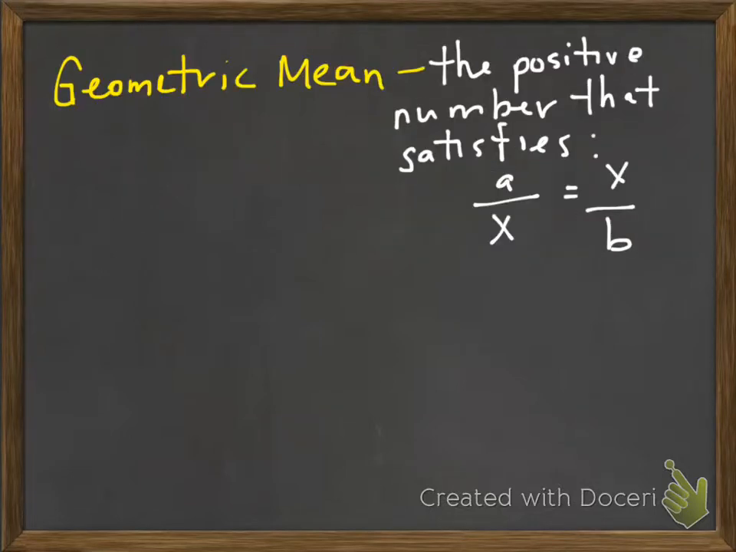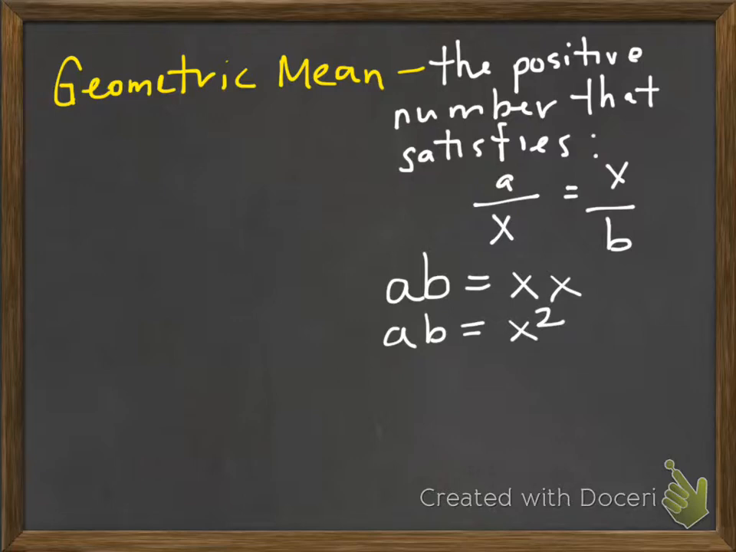Okay, so we're going to talk about the geometric mean. The geometric mean is the positive number that satisfies a over x is equal to x over b. Okay, and so that's obviously a proportion. And so the way we figure this out is we use a simple equation. If we know our proportional equation, we would know that you have a times b is equal to x times x, so you end up with a times b equals x squared.